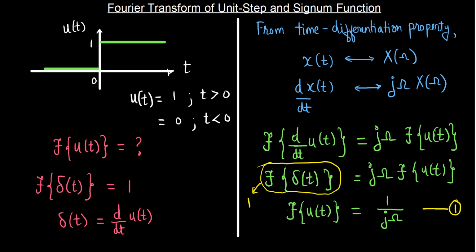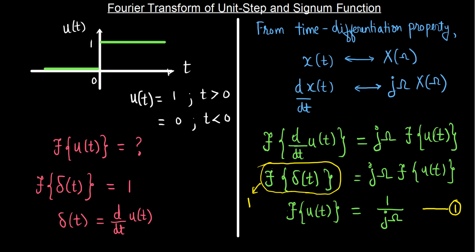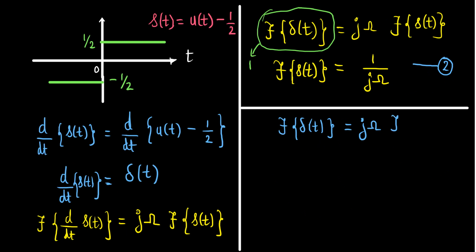You can see that here, the Fourier transform of del t, that is the derivative of u of t, is equal to j omega times the Fourier transform of u of t. This was the equation that we obtained from the previous example.